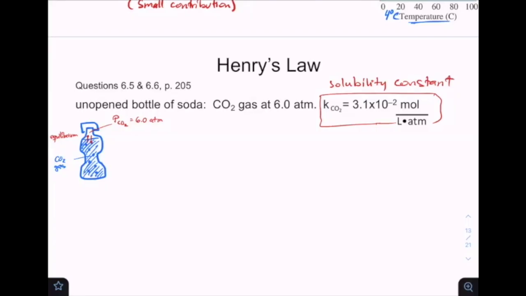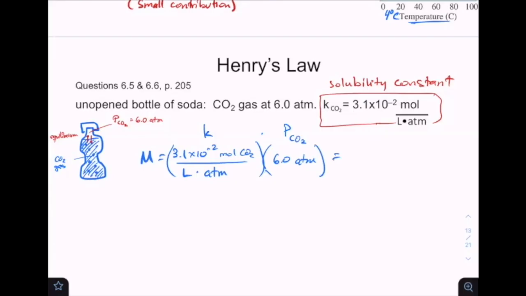So let's calculate what our molarity is when it's capped. The molarity is going to be equal to our solubility constant, 3.1 times 10 to the minus second moles of carbon dioxide dissolved for every 1 liter at every 1 atmosphere. And what is our partial pressure? Well, our partial pressure now is 6.0 atmospheres, right? So this is K, and this is our partial pressure of carbon dioxide.